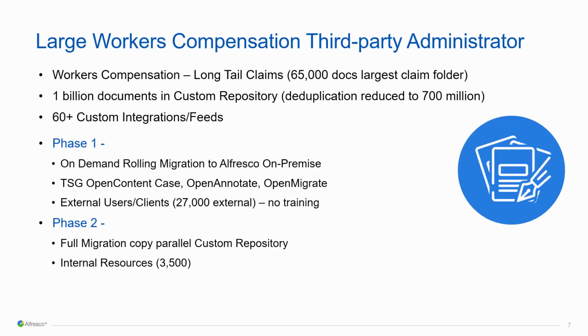I lastly wanted to briefly show a few client projects that are currently using OpenContent Case. Here we have a workers' compensation TPA company that is using OpenContent Case for working their large claims that can contain up to 65,000 documents per individual claim. They call them long-tail claims for workers' compensation.